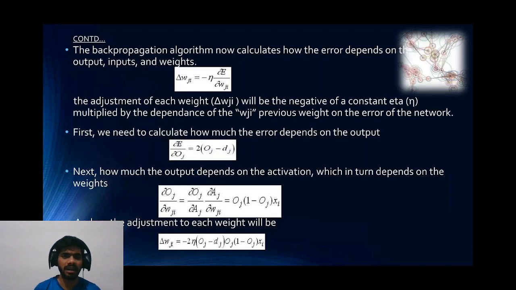Now the backpropagation algorithm calculates how the error depends on the output, inputs and weights. The adjustment of each weight delta wji will be the negative of a constant eta multiplied by the dependence of the previous weight wji on the error of the network. First, we need to calculate how much the error depends on the output. Next, how much the output depends on the activation, which in turn depends on the weights. And so the adjustment to each weight will be.